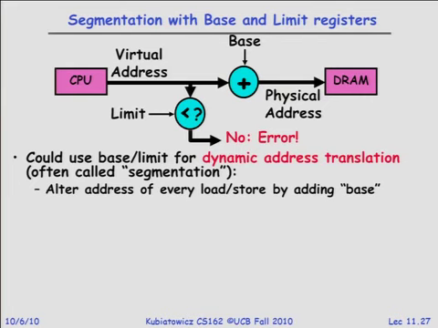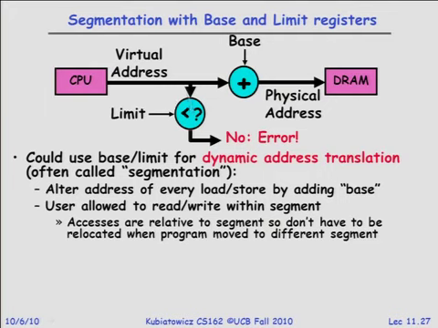Okay? And we let the user read and write as long as they stay within their segment, and if they try to go outside the segment, well, what's interesting here is, assuming they can't use negative addresses, they can never get below their base. And if they try to go above their base, the limit will catch an error and they'll be toasted, and so we're good to go. Okay?